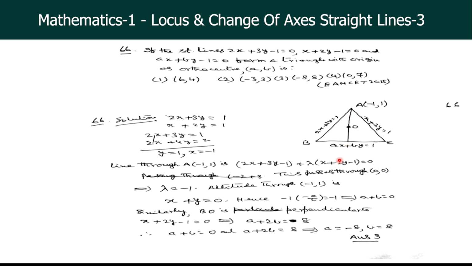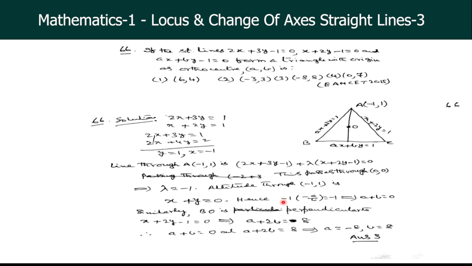AO must be the altitude. So this passes through the origin, which implies λ = -1. Therefore, the altitude through (-1, 1) is x + y = 0, hence A + B = 0. Similarly, BO is another altitude.